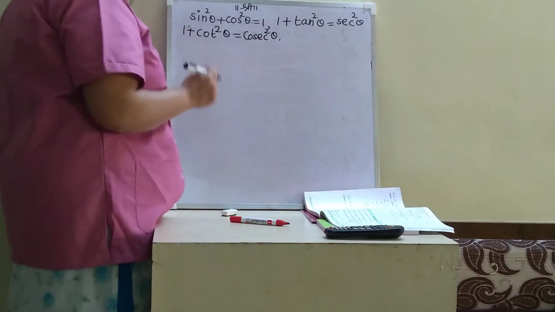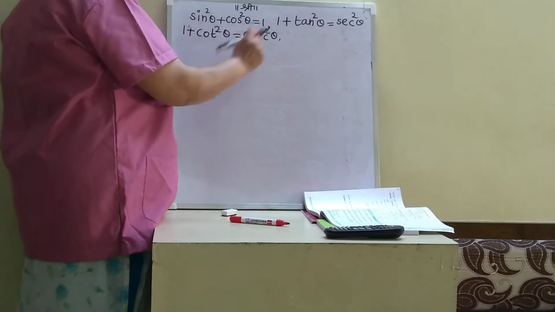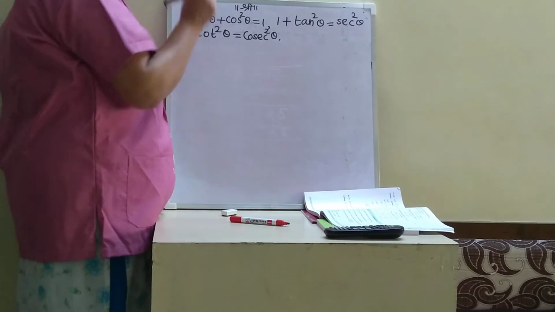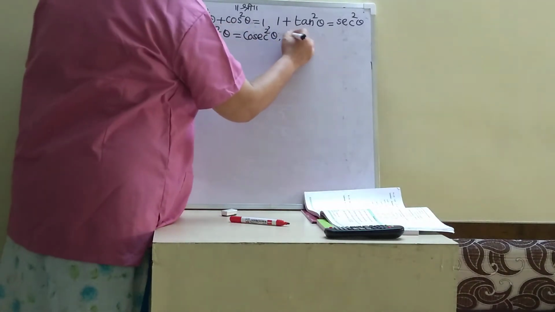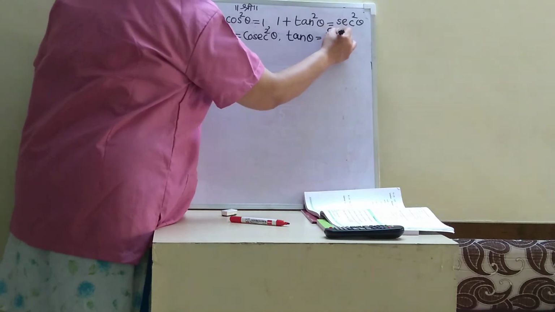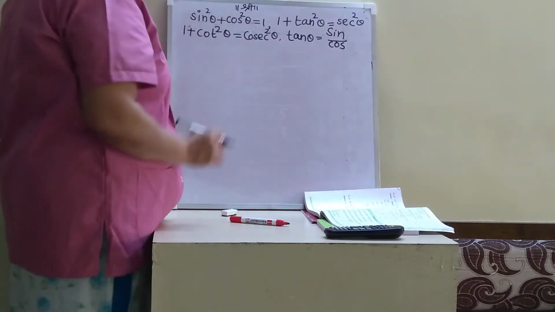What is the reciprocal relation? That also we saw. Sine is a reciprocal of cosec, sec is a reciprocal of cos, and tan is a reciprocal of cot. We also saw tan theta is equal to sine upon cos. All these identities we have written up.